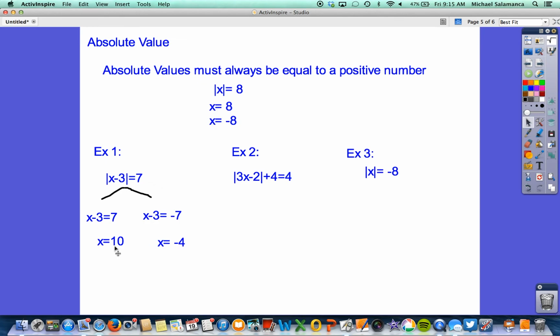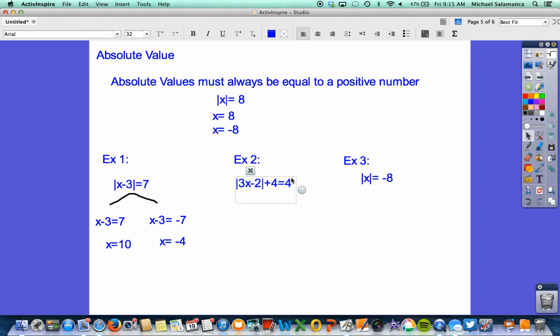So I know the 10 probably makes sense, but if you look at negative 4, if we substitute that into the equation, we get negative 4 minus 3, that's negative 7, and the absolute value of negative 7 is 7. Example 2, notice we have an absolute value, but we cannot deal with the absolute value until we've simplified what we have in front of us. So in order for us to do that, we need to isolate that absolute value by subtracting 4 from both sides.